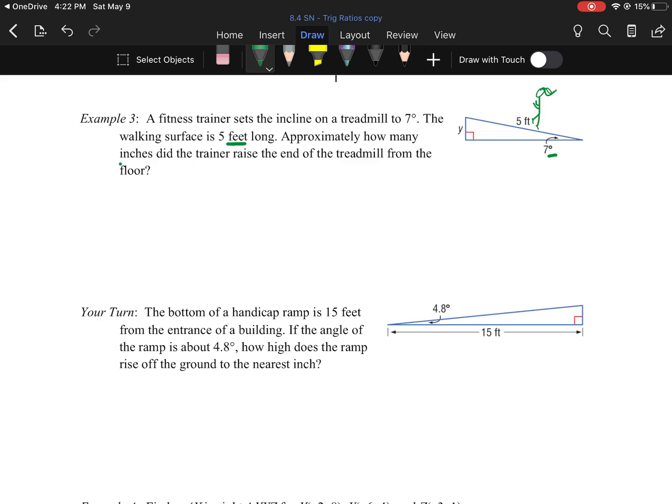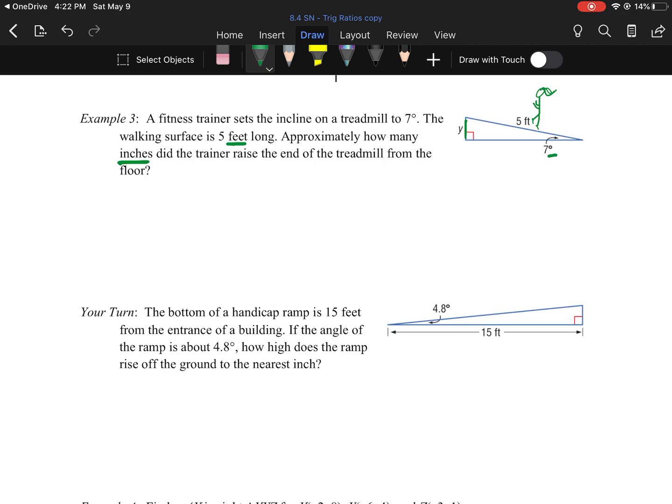Approximately how many inches, I saw feet there and inches there, so that's going to be pretty big, did the trainer raise the end of the treadmill from the floor? So that's why we're trying to find y. So it's a 7 degree incline, but what does that equate to in inches? Like how high am I actually walking? So 2 things here.